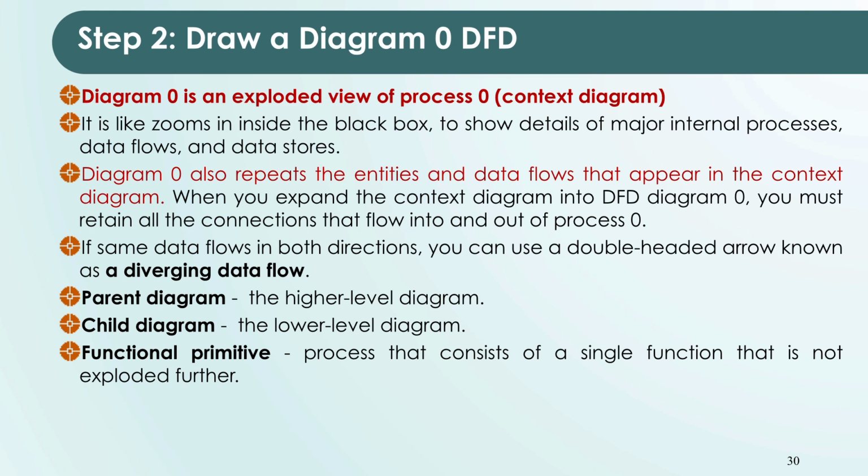All the thing that you have to remember is that diagram 0 also repeats all entities and data flows that appear in the context diagram, meaning that the number of entities and the number of data flows in the context diagram must be the same in diagram 0. If you have 3 entities in the context diagram, then you must have 3 entities as well in your diagram 0. If you have 10 data flows in your context diagram, then you must draw 10 data flows in diagram 0 as well.